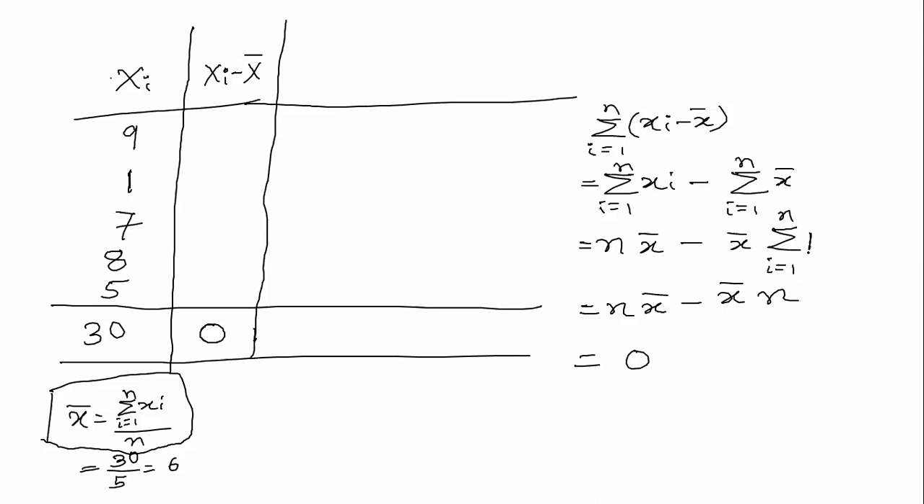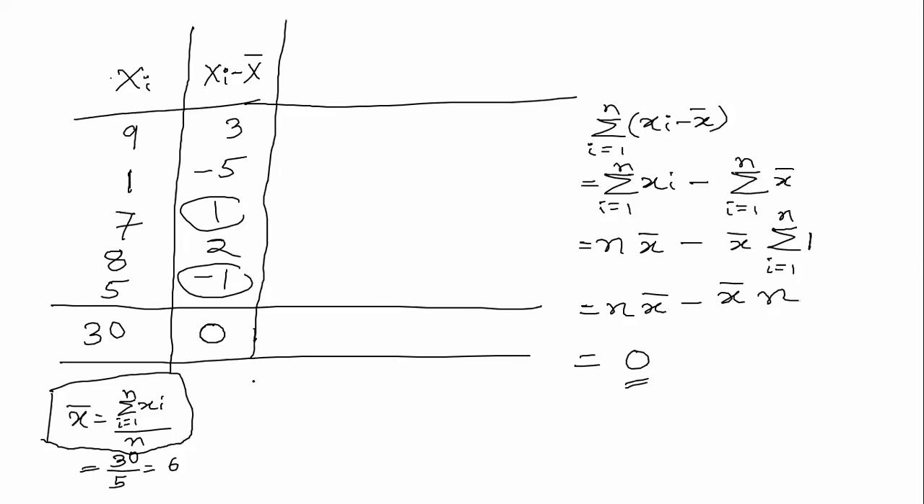So 1 plus 1 plus 1, n times, is equal to n. And thus the summation of xi minus x bar is equal to 0. You can see 9 minus 6 is equal to 3, 1 minus 6 is equal to minus 5, 7 minus 6 is equal to 1, 8 minus 6 is equal to 2, and 5 minus 6 is equal to minus 1. So the 1 and minus 1 cancel, and the remaining 3 plus 2 and minus 5 is 0.